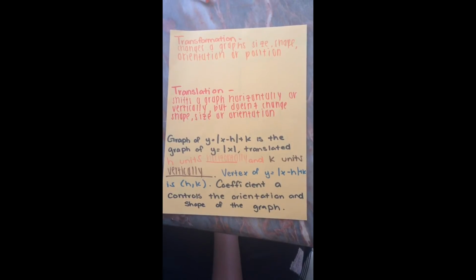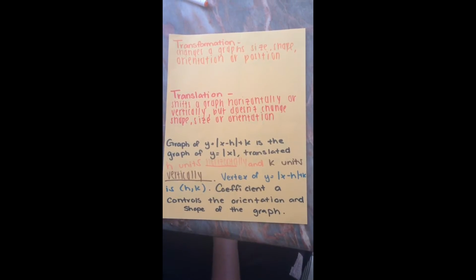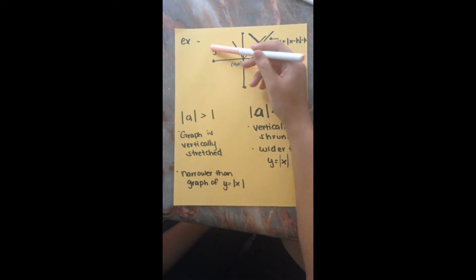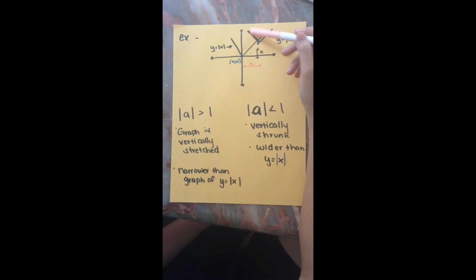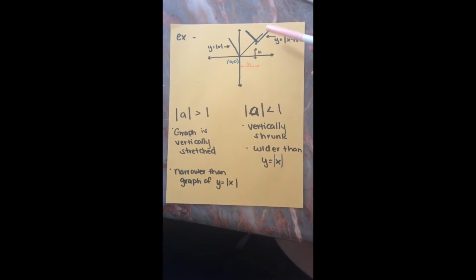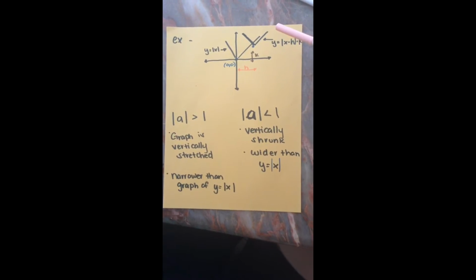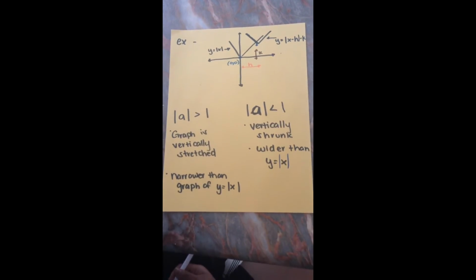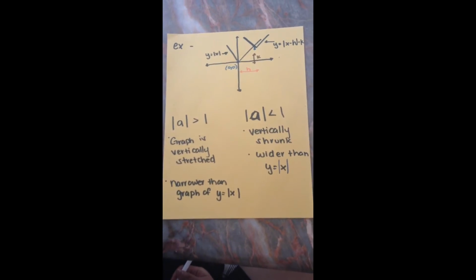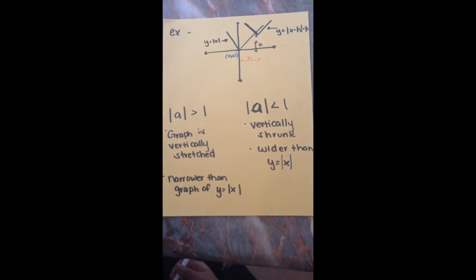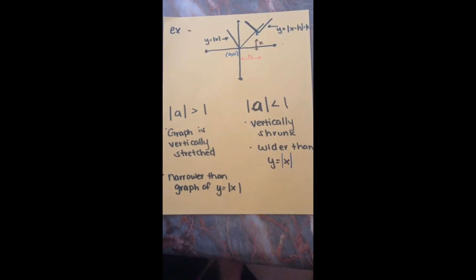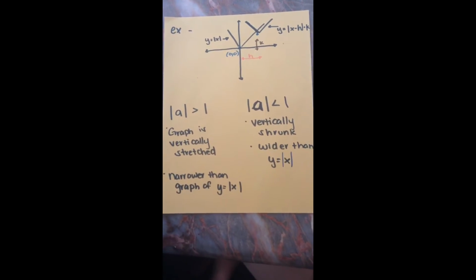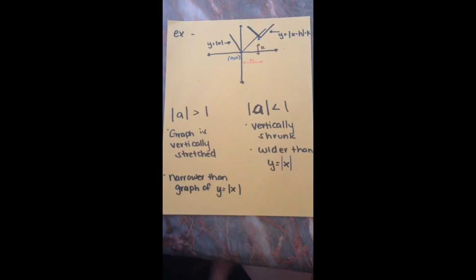Coefficient a controls the orientation and shape of the graph. For example, the parent graph right here shows the absolute value of x, and the other graph right here is y equals a times absolute value of x minus h plus k. If the absolute value of a is greater than 1, the graph is vertically stretched, narrower than the graph of y equals absolute value of x. If the absolute value of a is less than 1, it is vertically shrunk, wider than y equals absolute value of x.